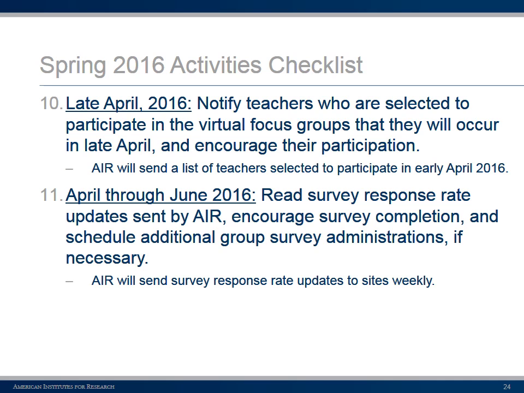Then the last checklist item is number 11, and this is just a reminder that we will be communicating frequently throughout the survey administration window about what the response rate to the survey is, and ways that we're encouraging survey completion and scheduling any additional group survey administrations if necessary. So if a first one didn't happen or a large group of teachers weren't able to participate, we're doing everything we can, again, to achieve a high response rate and make sure that we're really capturing the experience of all teachers in the sample.